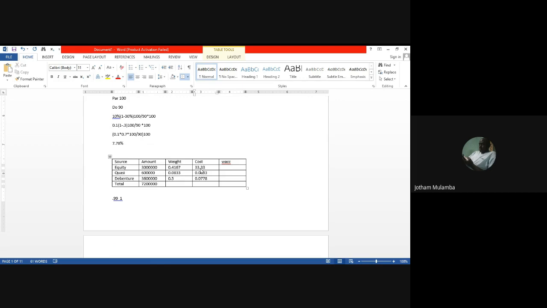33.33%. If you convert to decimal, that will be equivalent to 0.3333. Now, what we are interested in is the weighted average cost of capital. For us to get it, we'll do weight times cost. I'll repeat: for us to get weighted average cost of capital, we'll do weight times cost.